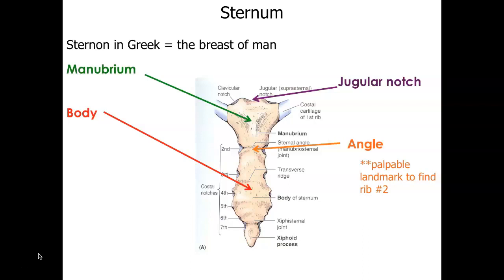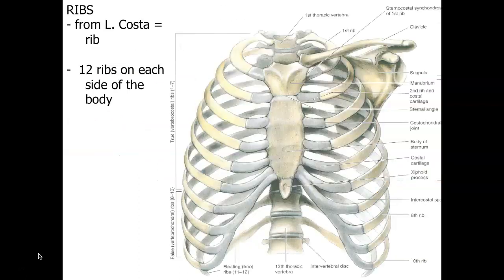Continuing on down, we have the body of the sternum, where we're going to have some of the other costal cartilages attaching here. And lastly, we have our xiphoid process, which would be the tip of our sword, and we have some cartilage in this area as well.